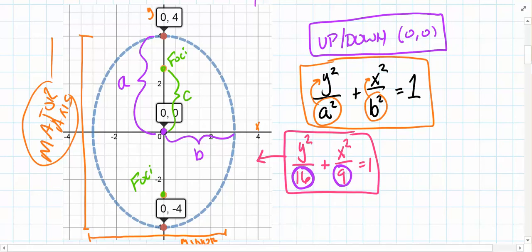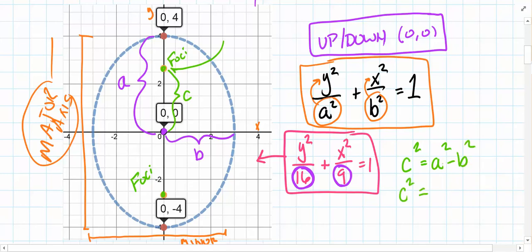A is the distance from center to the top of the major axis. B is the distance from center to one of the sides of the minor axis. C is the distance from the center to a focal point. Okay, so how do we find this focal point? Well, I told you that the relationship is c squared is equal to a squared minus b squared.